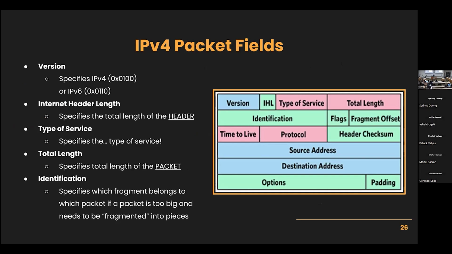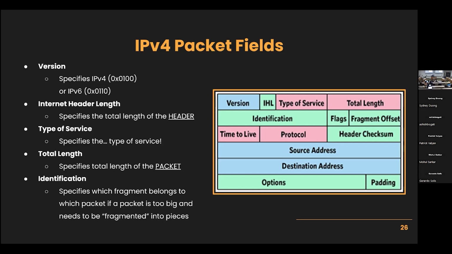We have the version, which specifies whether the address is IPv4 or IPv6. So sometimes if, say, your traffic gets stuck because it's IPv6 and you look at your version, you'll notice, hey, this isn't what I meant to send. I meant to send an IPv4 address. We have the internet header length, which specifies the total length of the header. We have the type of service. Well, as you can see, it specifies the type of service. We have the total length, which specifies the total length of the packet.